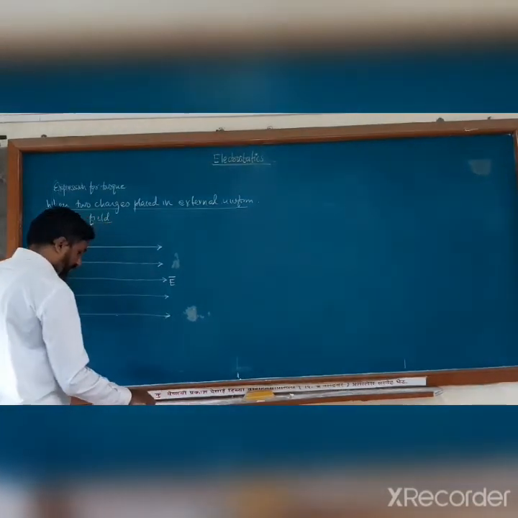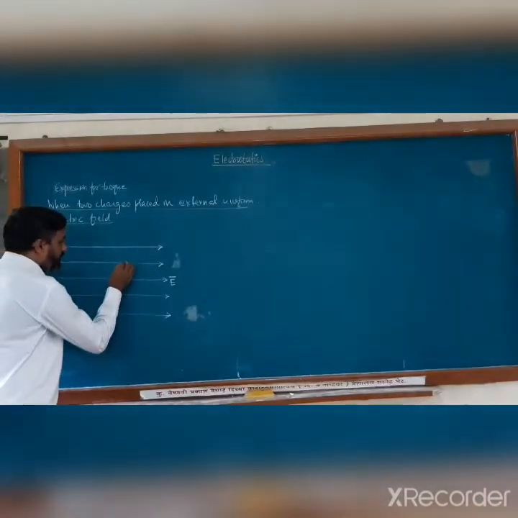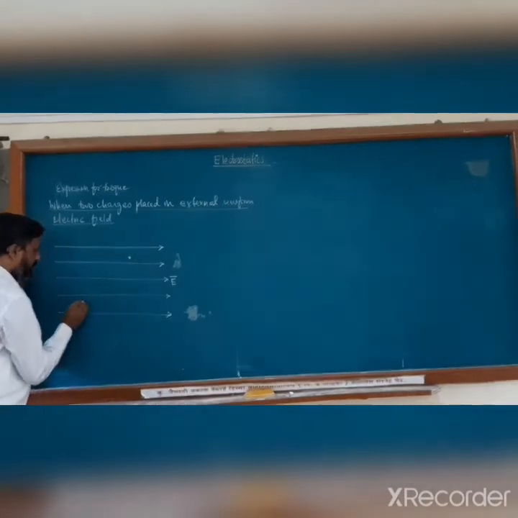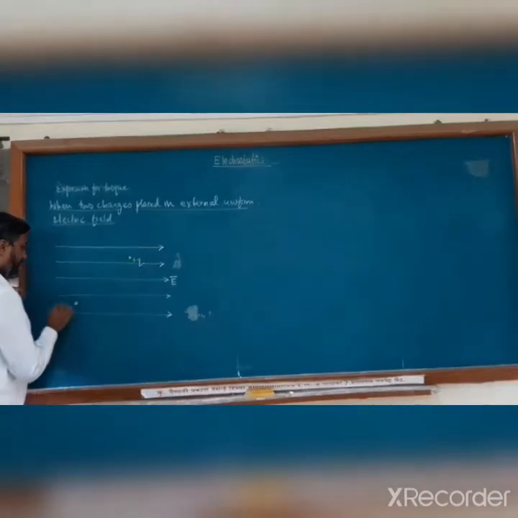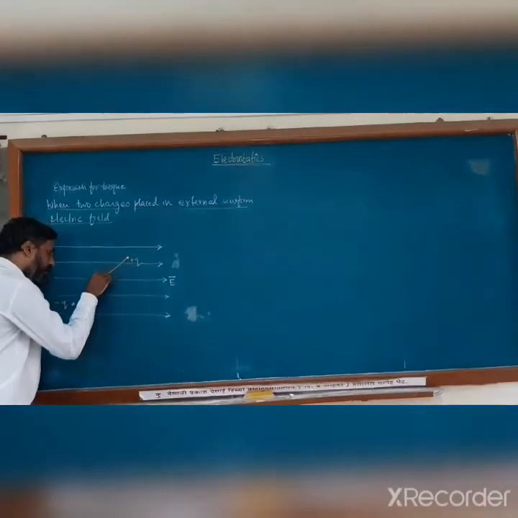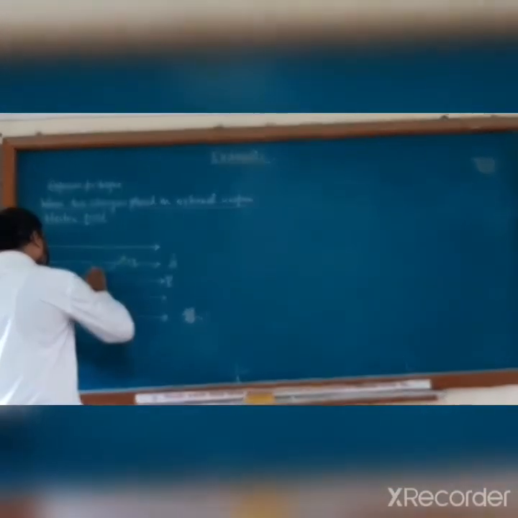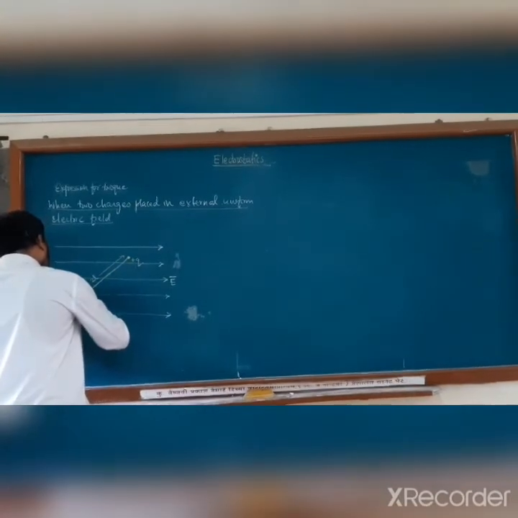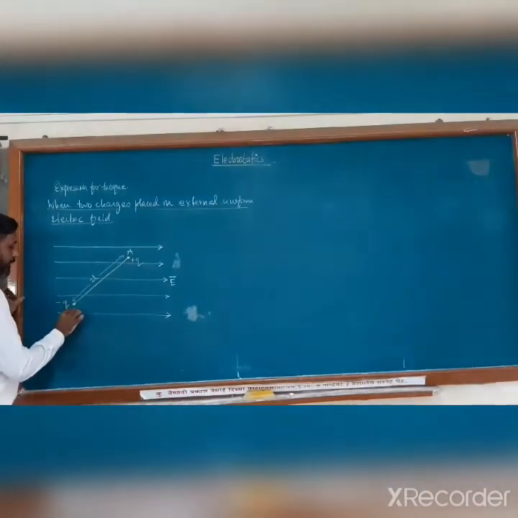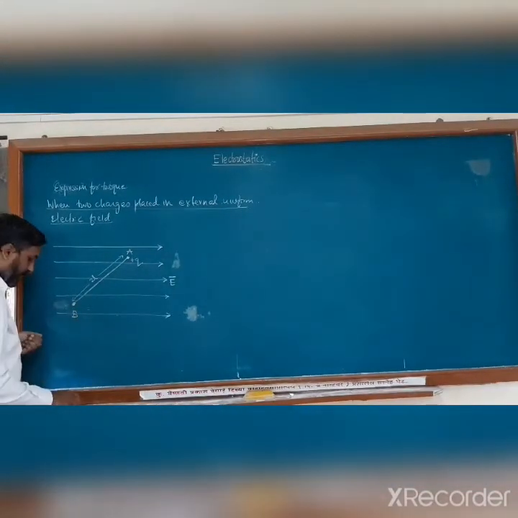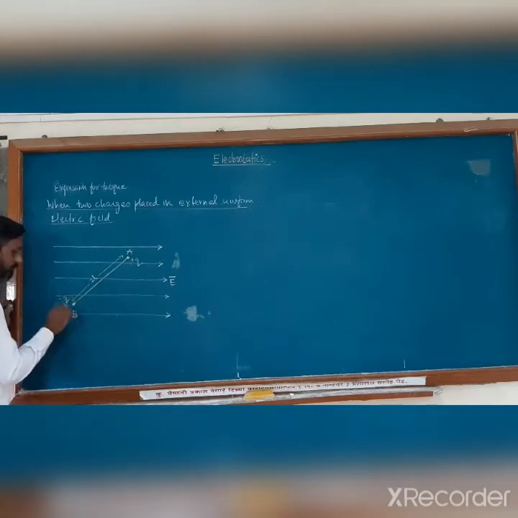The two charges are there. These are my two charges. One charge is present here and one charge is present here. This is my positive charge plus Q, this is my negative charge minus Q. These two charges are separated by a distance 2L. Are you getting this? Plus Q charge is at point A, and minus Q charge, I am writing here, is present at point B.